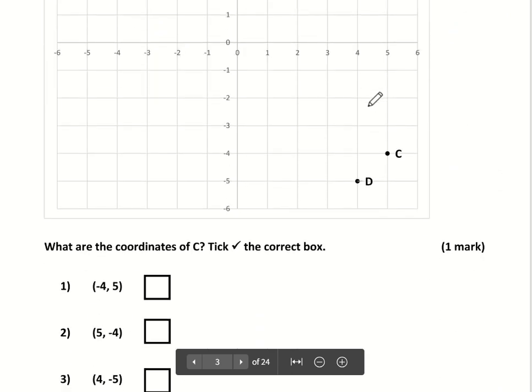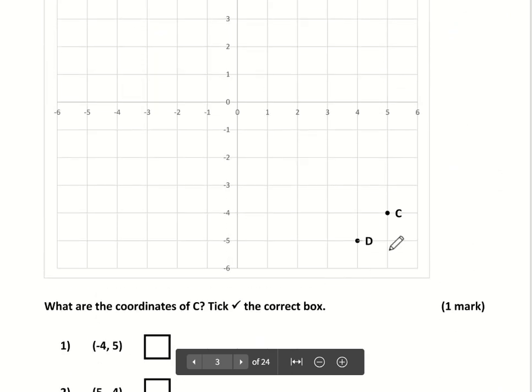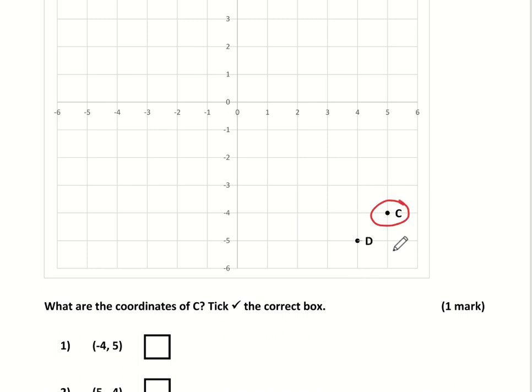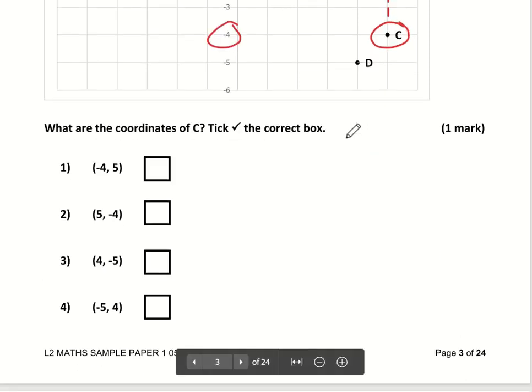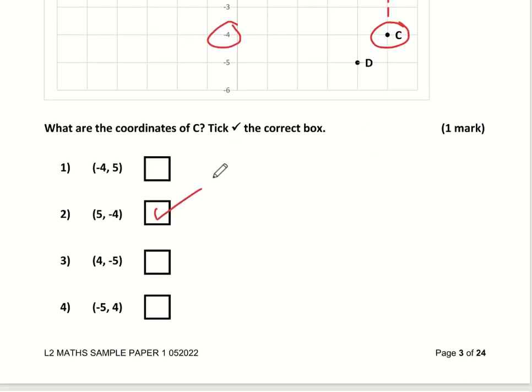Okay, so we want to work out the coordinates of C, which is here. So we just need to remember that we go along the corridor and up the steps. So horizontal, then vertical. So we're going horizontally to 5, and then we are going down to -4. So the coordinates are (5, -4), and that is answer 2.